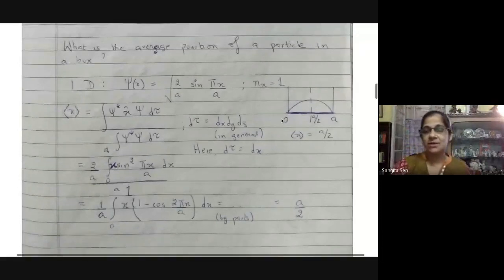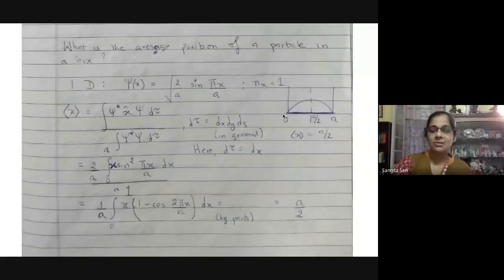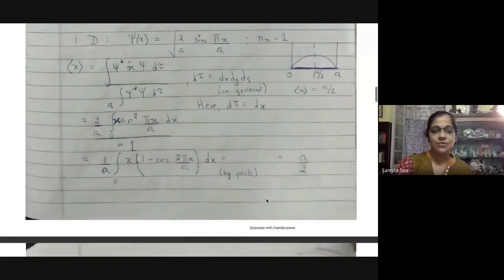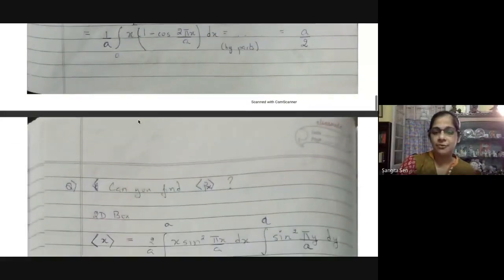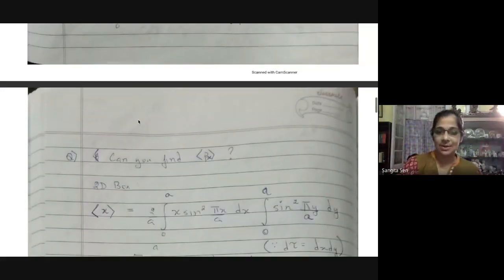And this is quite natural. Even intuitively, you would expect that for the ground state of the particle in a one-dimensional box, the maximum amplitude is at the center, and the particle is equally distributed across 0 to a. So the average position should be at the center of this box, which is at a by 2. Similarly, if you want to find the average value of the momentum operator, then you take the operator form of the momentum operator, use it on the wave function to the right, and evaluate the integral.